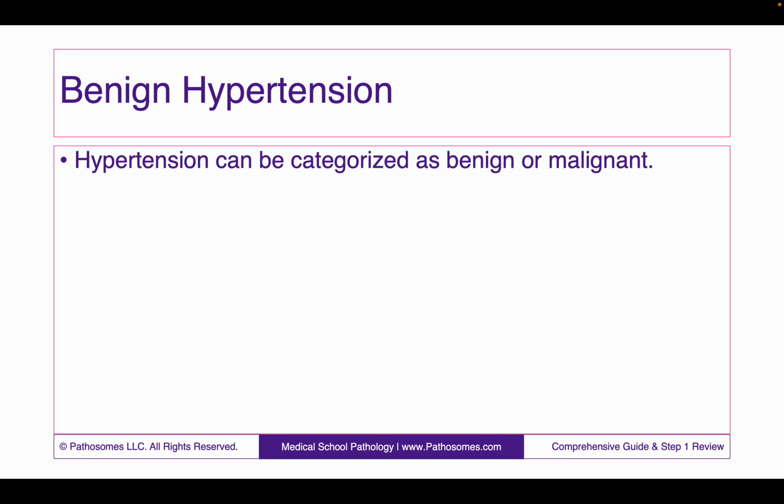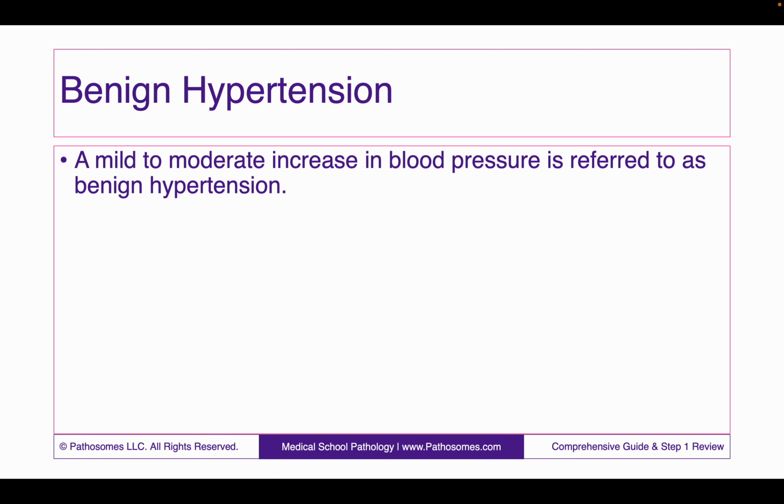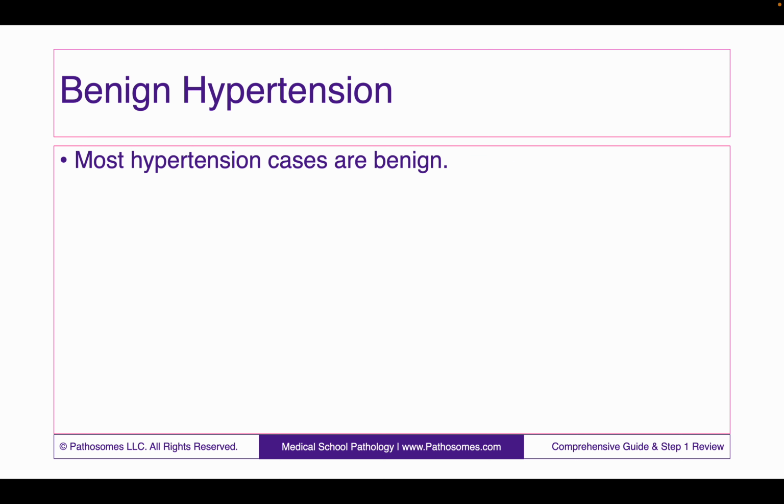Let's talk a bit about benign hypertension. We know that hypertension can be categorized as benign or malignant. A mild to moderate increase in blood pressure is referred to as benign hypertension. Most hypertension cases are benign.